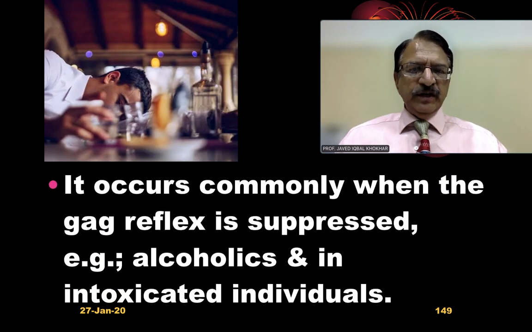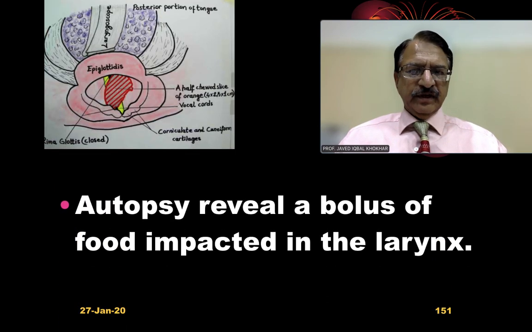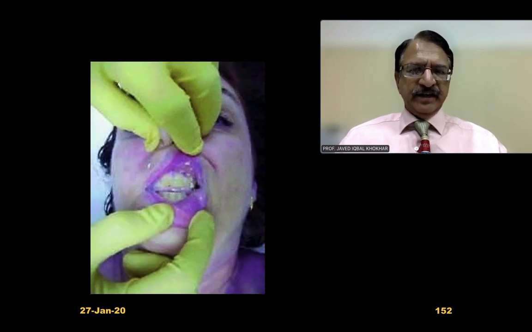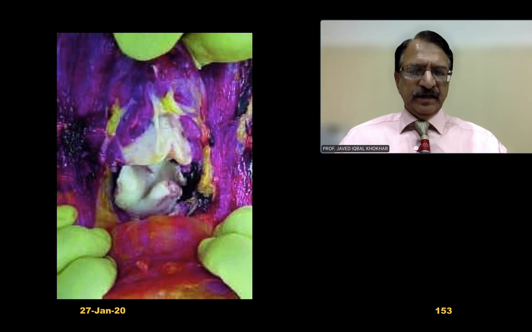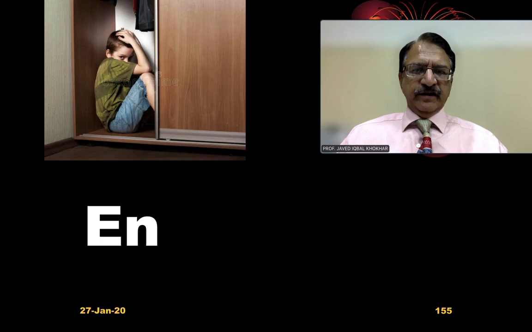It occurs commonly when the gag reflex is suppressed, like in alcoholics and intoxicated individuals. Death is due to reflex cardiac arrest consequent upon the stimulation of the laryngeal nerve. The autopsy will reveal a bolus of food which is impacted in the larynx. This was a case where a bolus of meat was recovered.